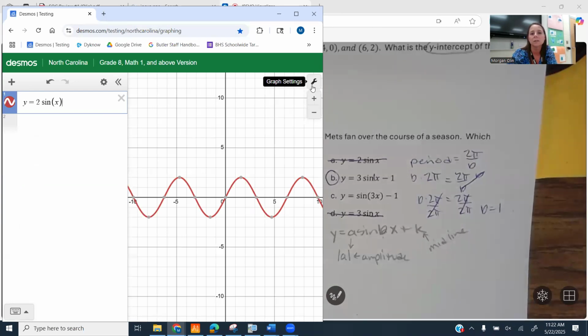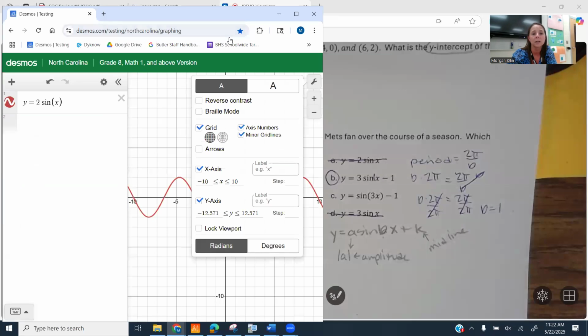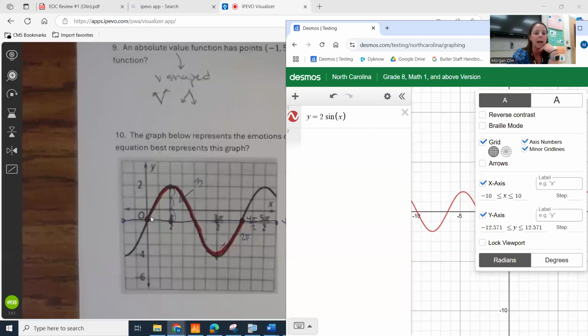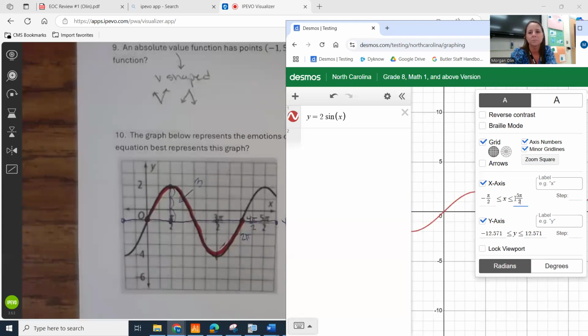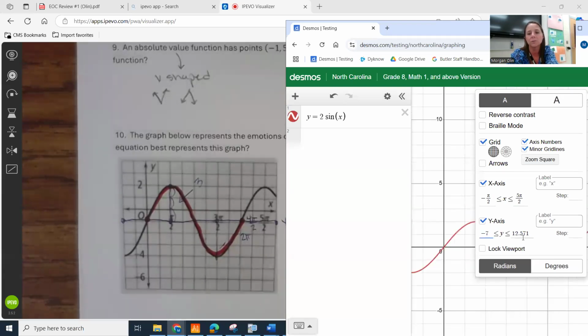The other thing is when you see this wrench, you can change this to see the axis that they have. Looking at the axis that they have, just be careful, because each block, or actually two blocks, is pi over 2. This is going to be negative pi over 2, so you can do negative pi divided by 2, and then that goes to roughly 5 pi over 2. I know it kind of stops at this line right here. Those are for my x's. And for my y's, I can say negative 6 or negative 7 to 4. Okay, so I'll do negative 7 to 4.